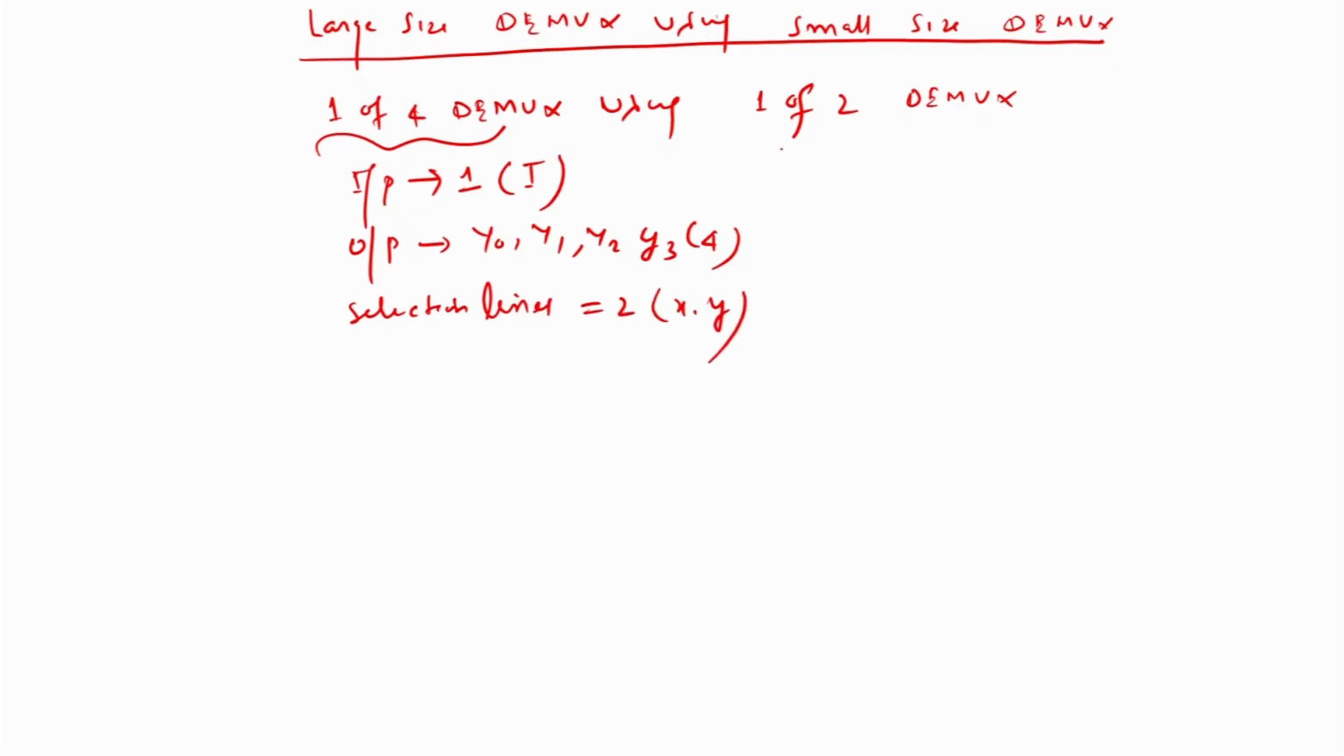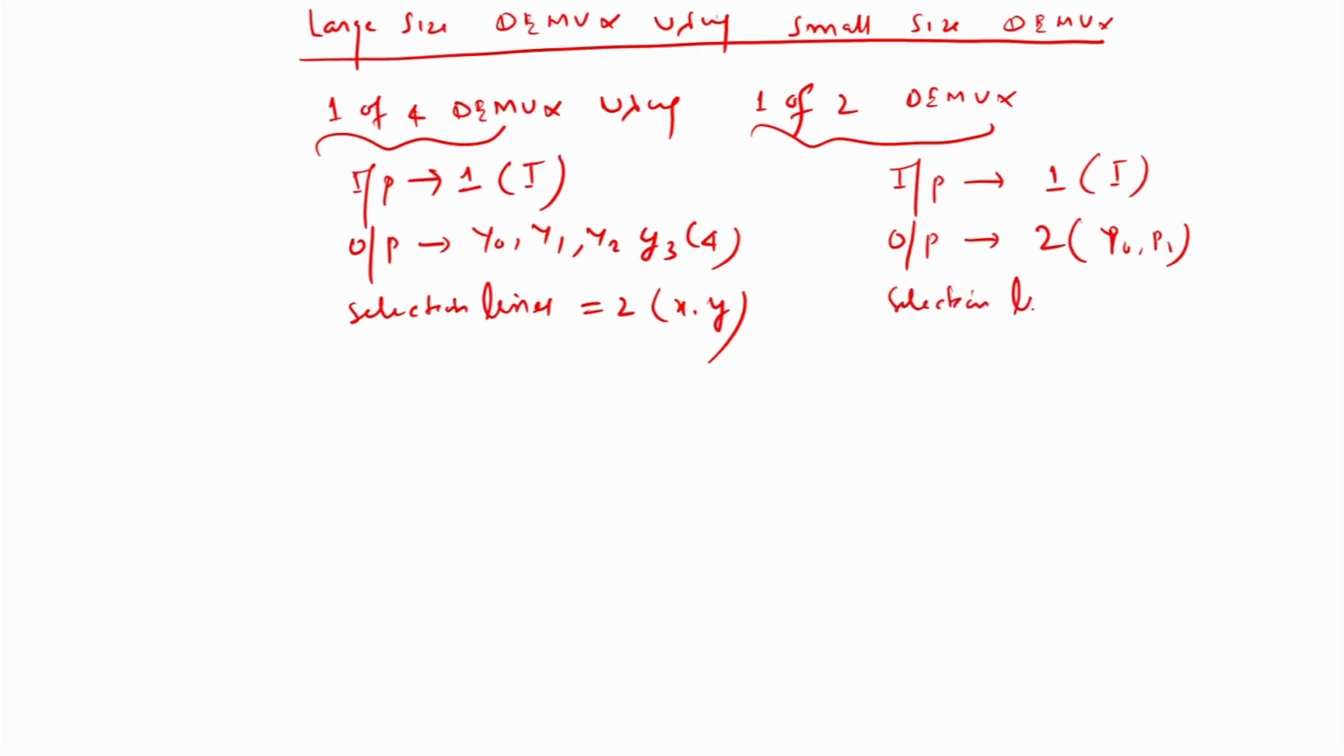In case of a 1 of 2 DMUX, because we want to implement a 1 of 4 DMUX by using 1 of 2 DMUX, the number of input lines is single, that is represented through I, and there are 2 outputs, that are represented through y, like here the output lines are represented through P0 and P1. And similarly, the selection line is also 1. We know the block diagram of 1 of 2 DMUX.